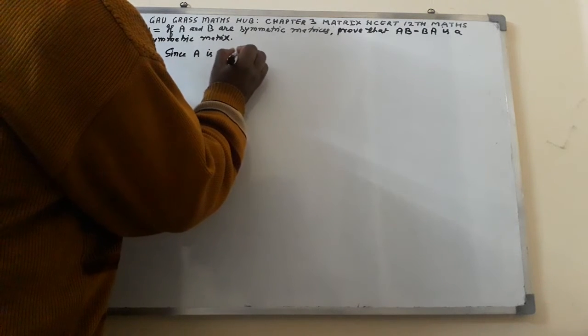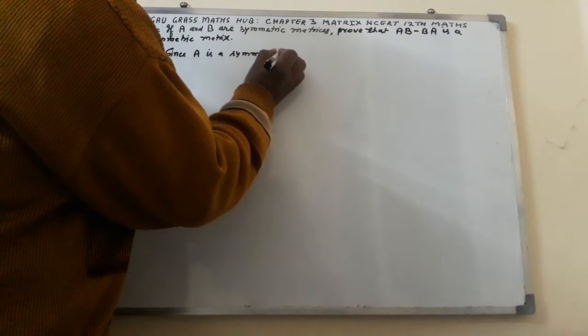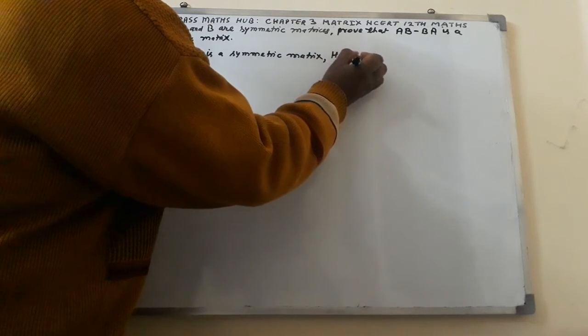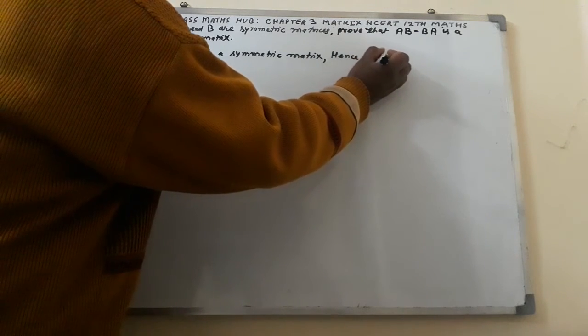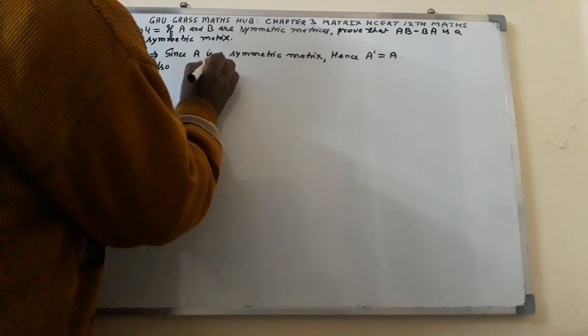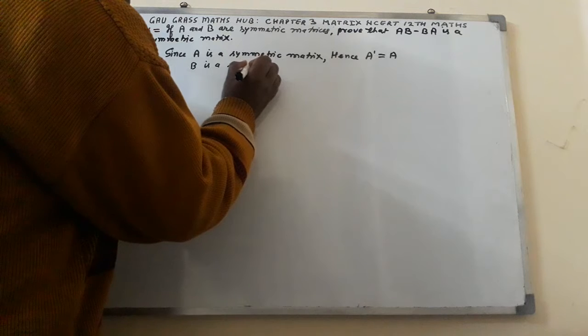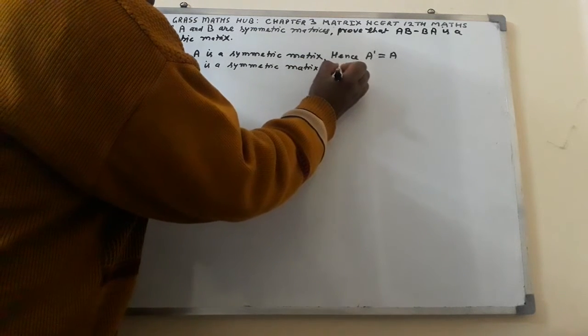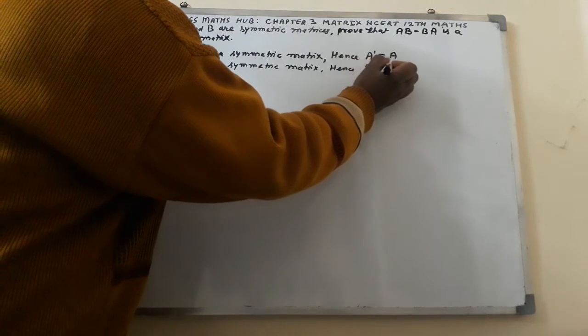Since it is given that A and B are symmetric matrices, here I shall write: since A is a symmetric matrix, hence A dash is equal to A. Also, since B is a symmetric matrix, hence B dash is equal to B.